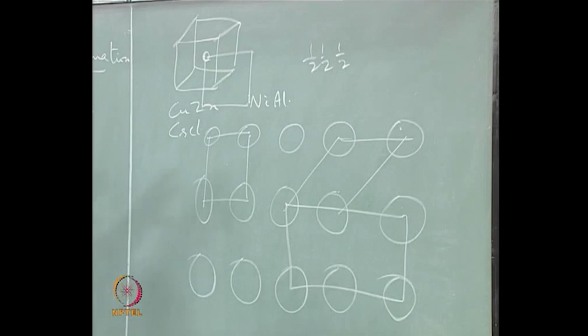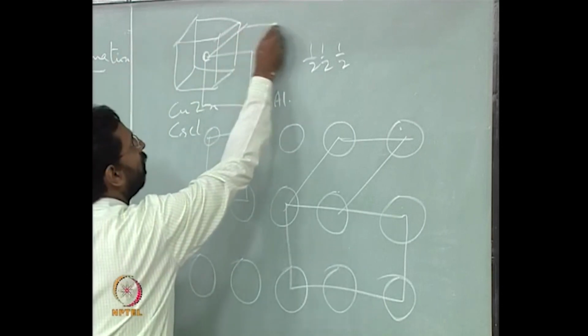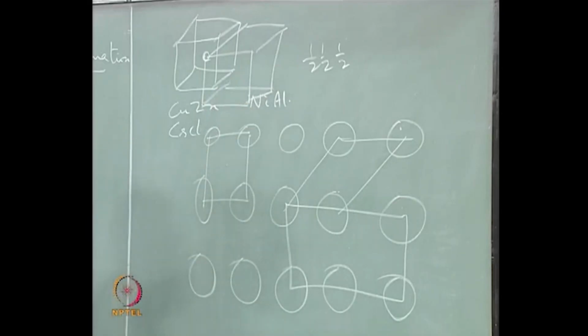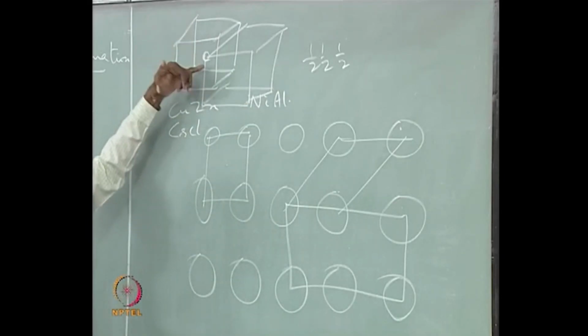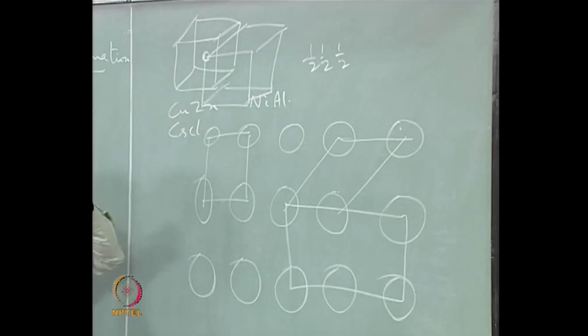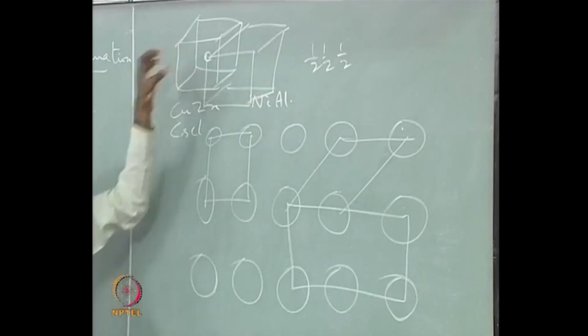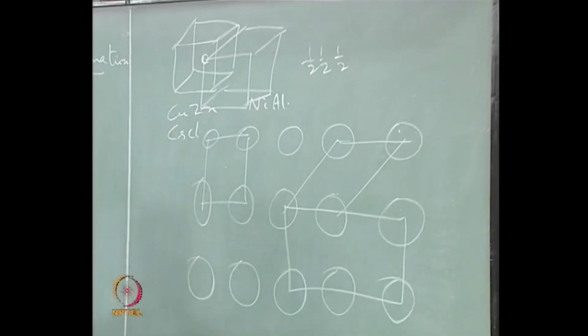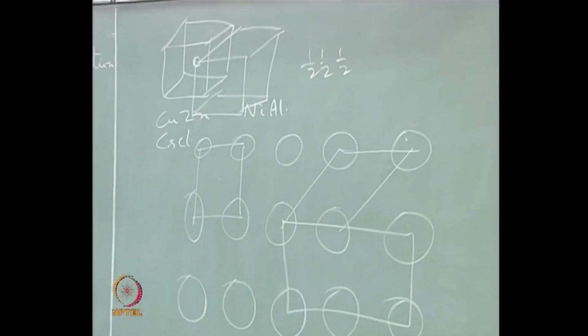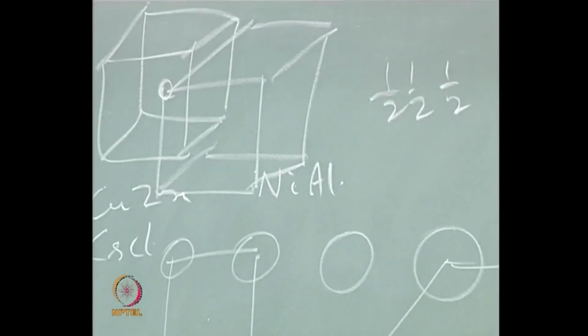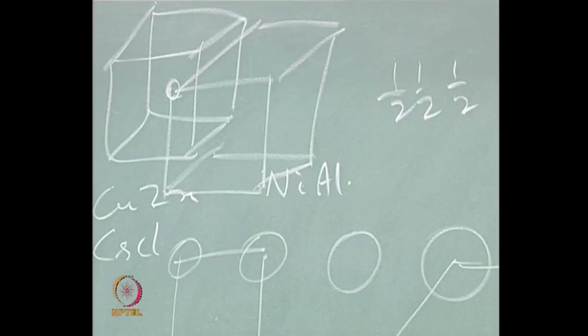If I draw the zinc unit cell, it is shifted with respect to the copper unit cell by a half distance. So these are two unit cells, one is a copper unit cell, another is a zinc unit cell, and both are simple cubic unit cells, and put together this is what we call a superlattice.